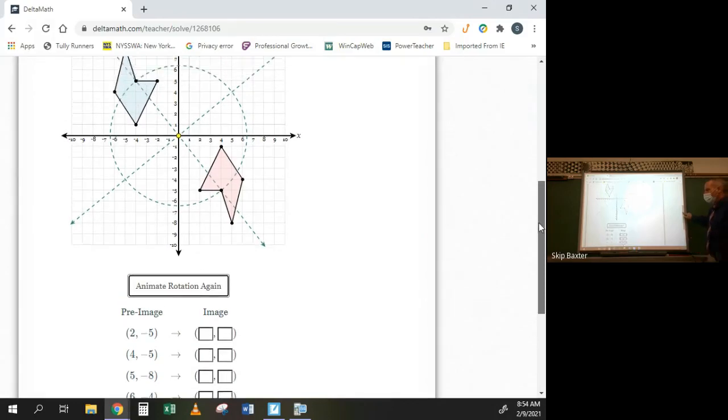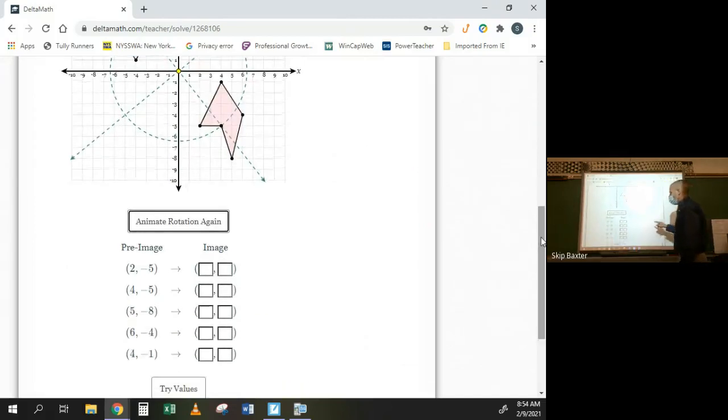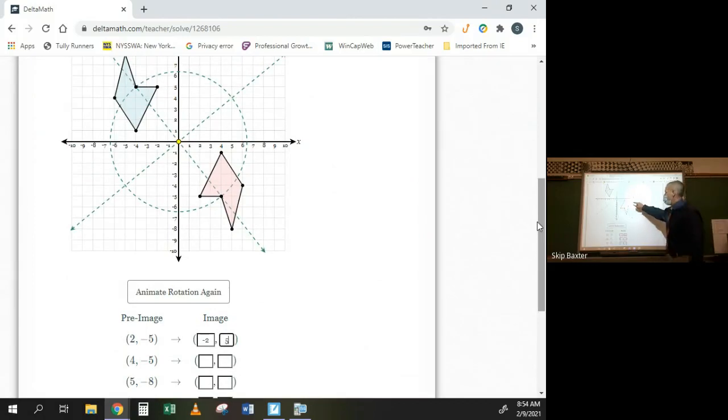So like (2, -5) was here. It ends up being here, right? So its image is going to be (-2, 5). So all you're going to do is just type in (-2, 5). And you just do this for each of the points. Okay, so (4, -5) is right here. It ends up there, which is at (-4, 5).